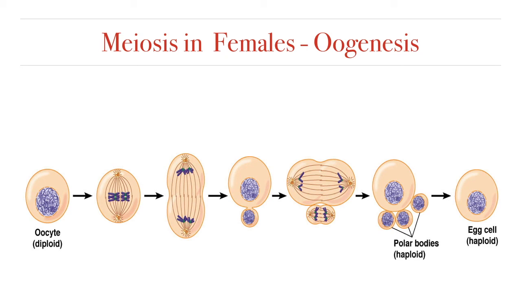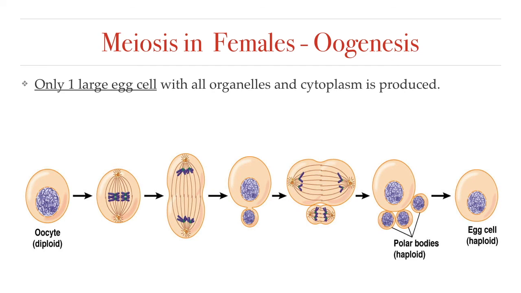In order to produce this very big cell that is going to provide essentially all the cytoplasm and organelles for the zygote or the baby, you need to make sure that at each step of cell division, only one of the cells ends up with most of the cytoplasm. And so one large egg cell with all the organelles and cytoplasm is produced. And the other cells that are produced are just tiny little cells called polar bodies, which are not going to be anything. They're just going to disappear. They're not an egg. Only one egg is produced per meiosis.